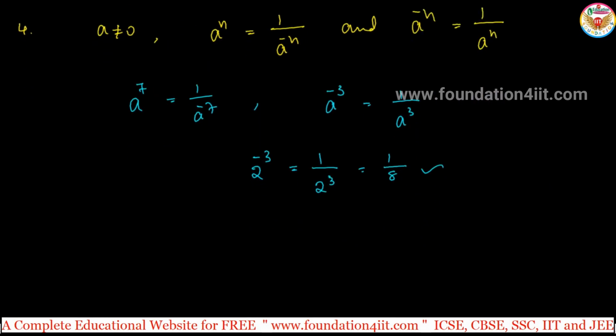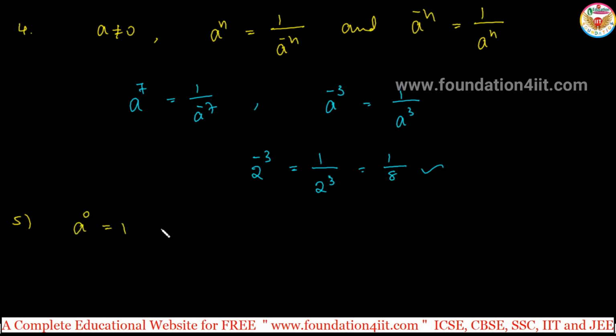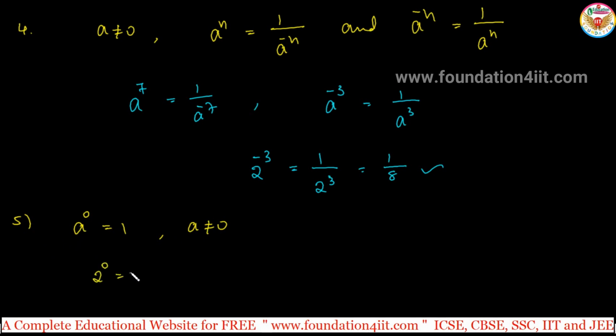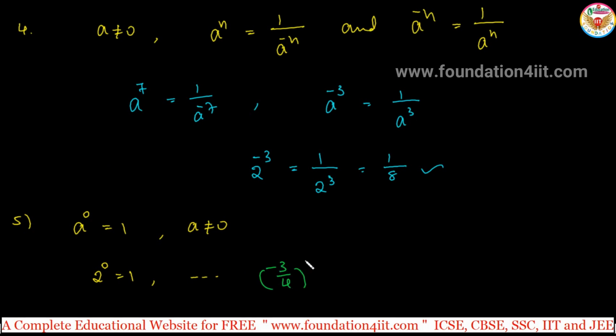And in the same way, another basic one: any non-zero number raised to the power 0 is always equal to 1. That is a to the power 0 is 1. Here a is non-zero. Any non-zero number raised to the power 0 is always 1. 2 to the power 0 is 1, and so on. Any number, even a fraction like minus 3 by 4 whole to the power 0, that value is nothing but 1. Right? Yes, remember the basic values.